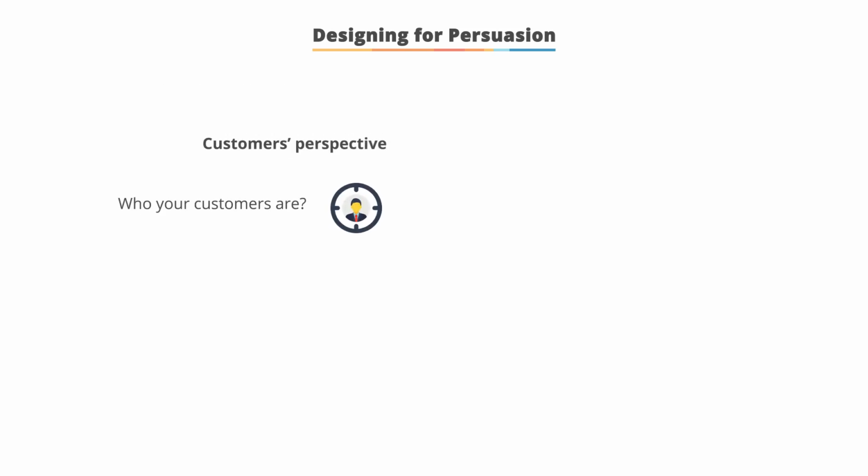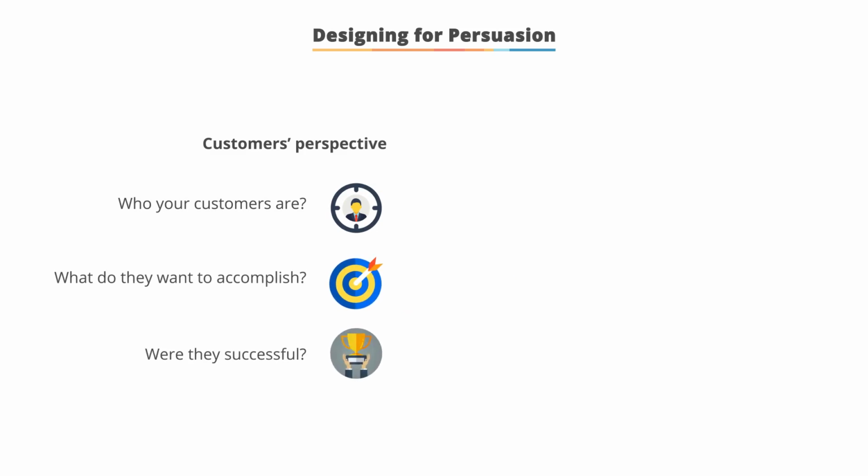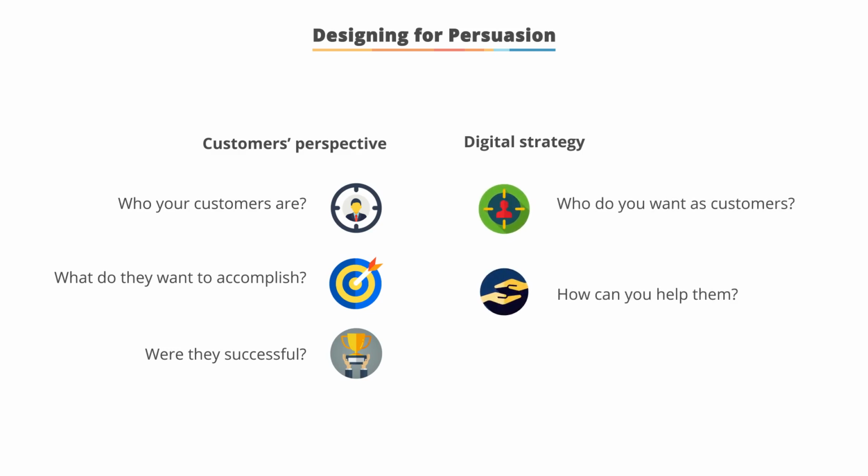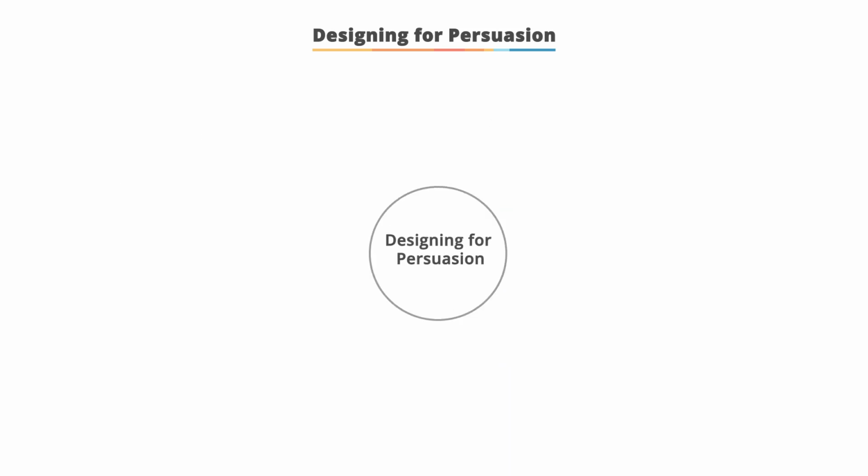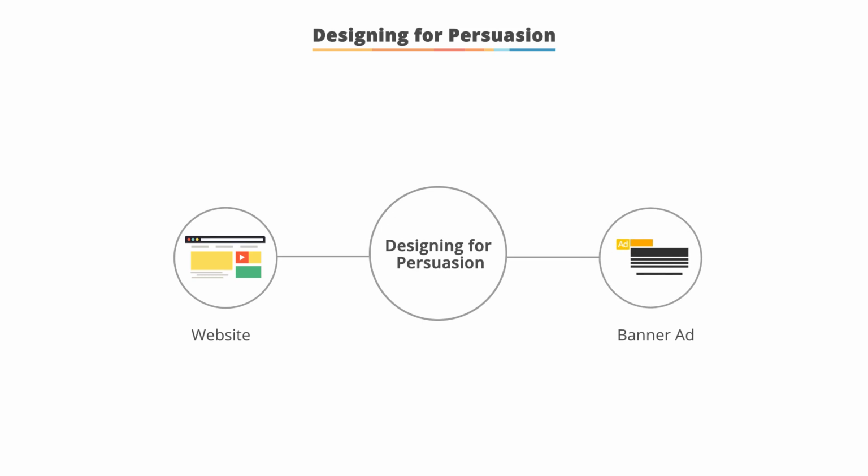Who are our customers? What they want to accomplish? And are they successful? But we balance that with our own strategy. Who do we want as customers? Can we help them? And is it aligned with our strategy? The concept of persuasion design is often applied to website design, but it can also readily apply to other aspects of marketing, such as when creating display ads banners.